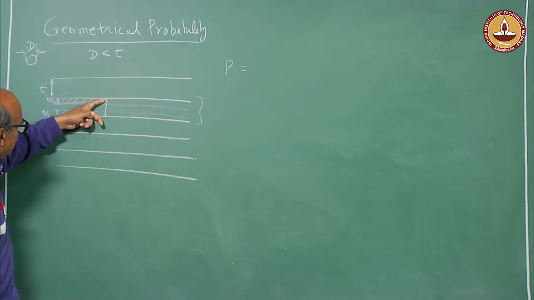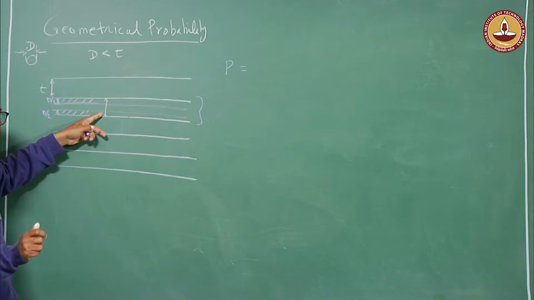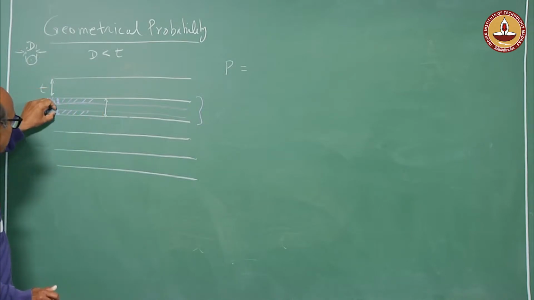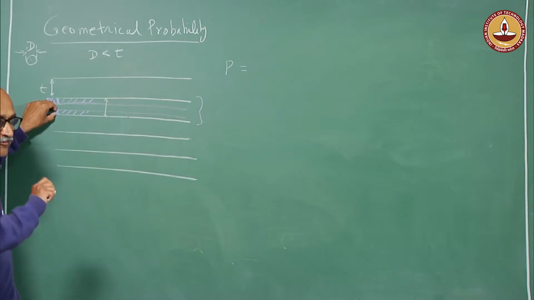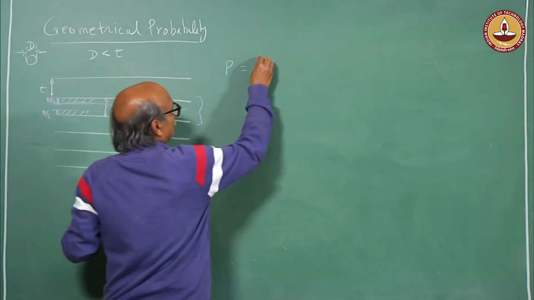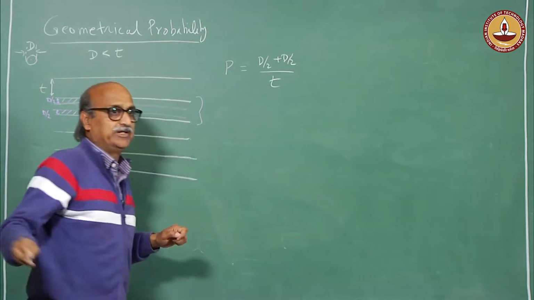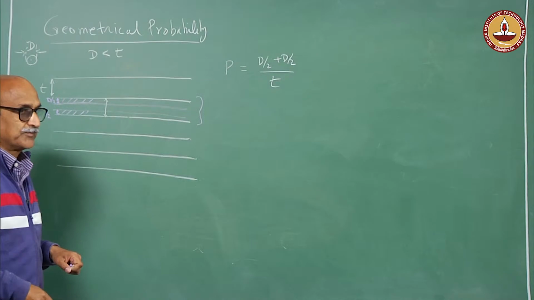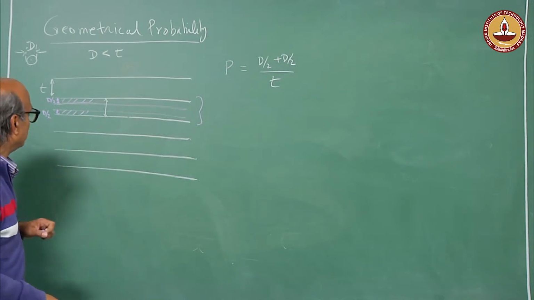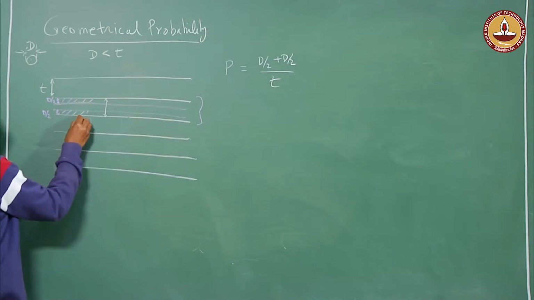So, it can fall anywhere from this to this over the entire distance t, out of which d by 2 here and d by 2 here, if the center of the coin falls in that region, then the coin will intersect the line. Hence, what should be the probability then? d by 2 plus d by 2 divided by t. Okay? Because the center of the coin can fall with equal likelihood all along.